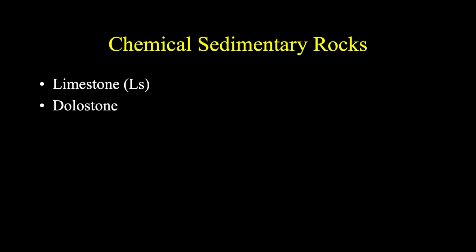Chemical rocks are made up of the ions that are released into solution by chemical weathering that then precipitate out of the water. Something to that effect.